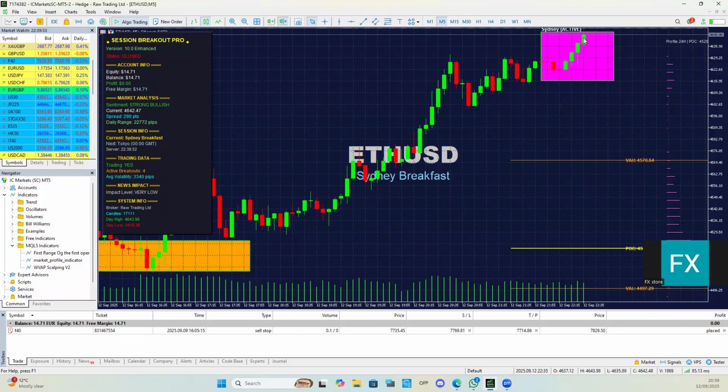You see a box and a market profile on the right corner, and here you see all the details you need to see: news impact, sessions, sentiment, range, equity balance, and so on, right? Day high, day low, and so on. News impact is very low, so that means there is no news, right? So, how the strategy works.